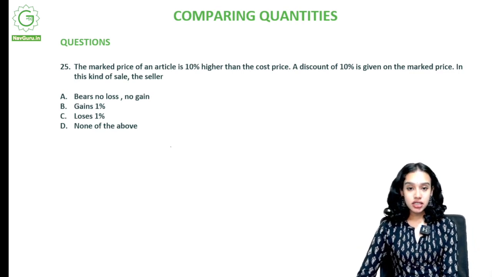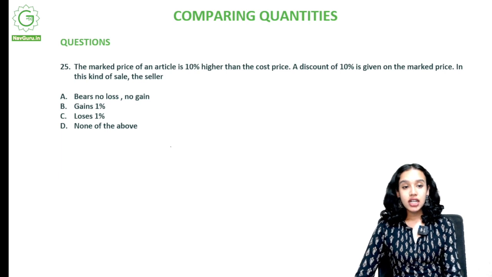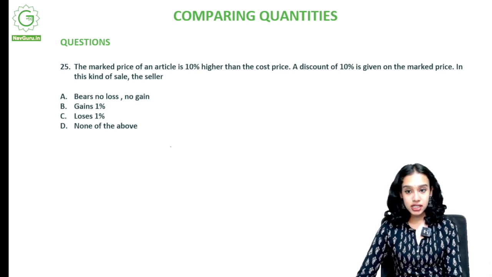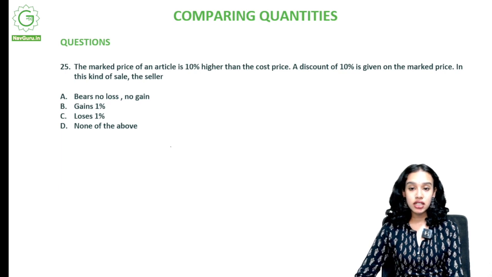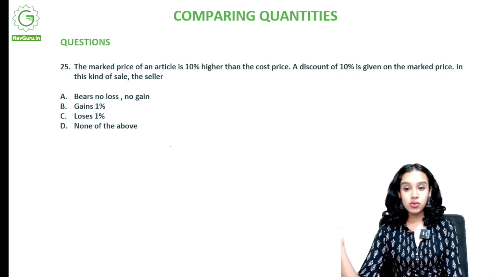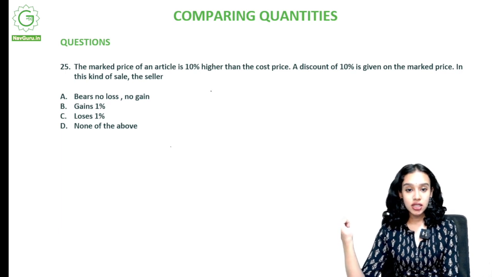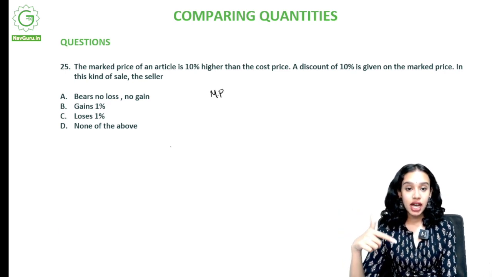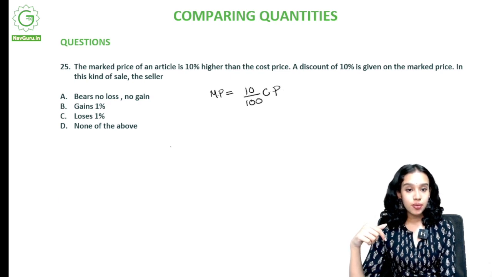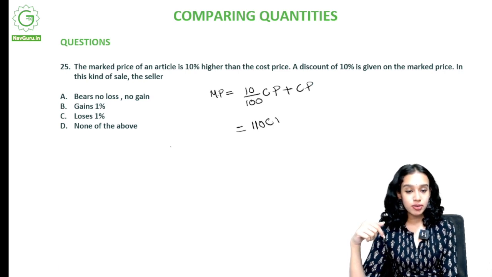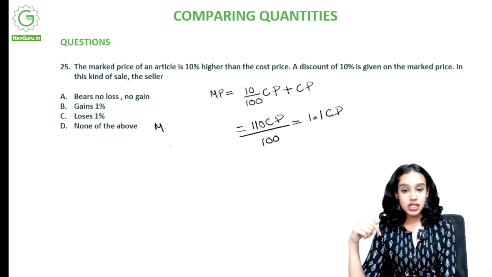The mark price of an article is 10% higher than the cost price. A discount of 10% is given on the mark price. In this kind of sale, the seller bears no gain and no loss, gains 1%, loses 1%, none of the above. So it's given that marked price is 10% higher than the cost price. So mark price is equal to 10 by 100 into cost price plus the cost price, which means it is equal to 110 cost price divided by 100, which gives us the answer of 1.1 cost price. So mark price is equal to 1.1 cost price, right?